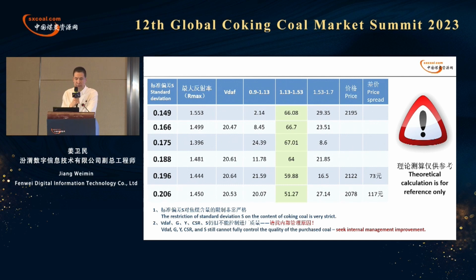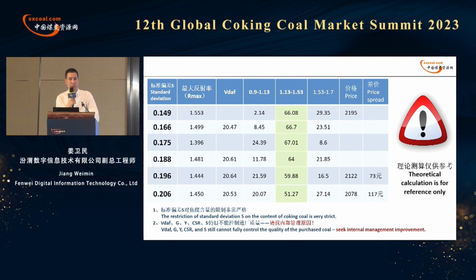So this means that G and Y, they are very important values for coal quality. And this price spread is 73 yuan. And the price spread for 0.206 is 117 yuan. So the conclusion I can draw here is that the restriction of standard deviation S on the content of coking coal is very strict. So if you are very concerned about the coal quality, if that is related to the settlement of the contract, you have to pay particular attention to standard deviation S.